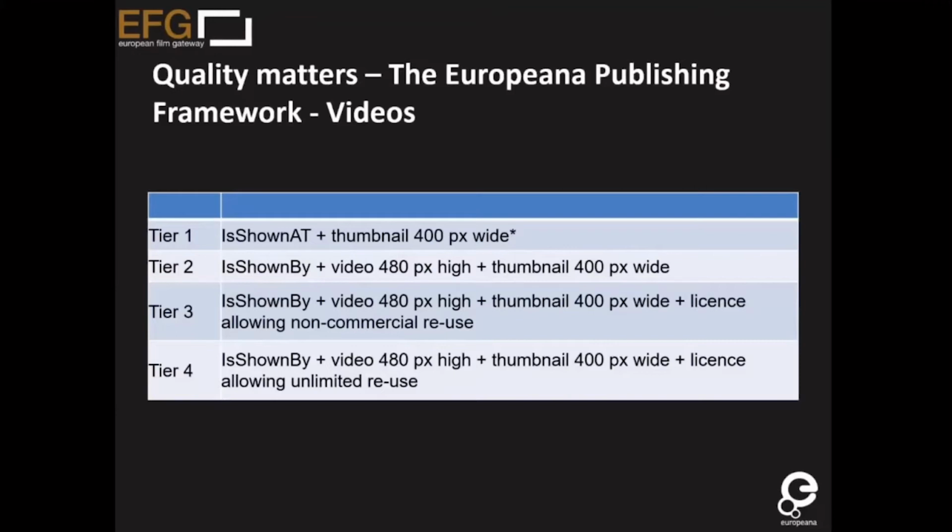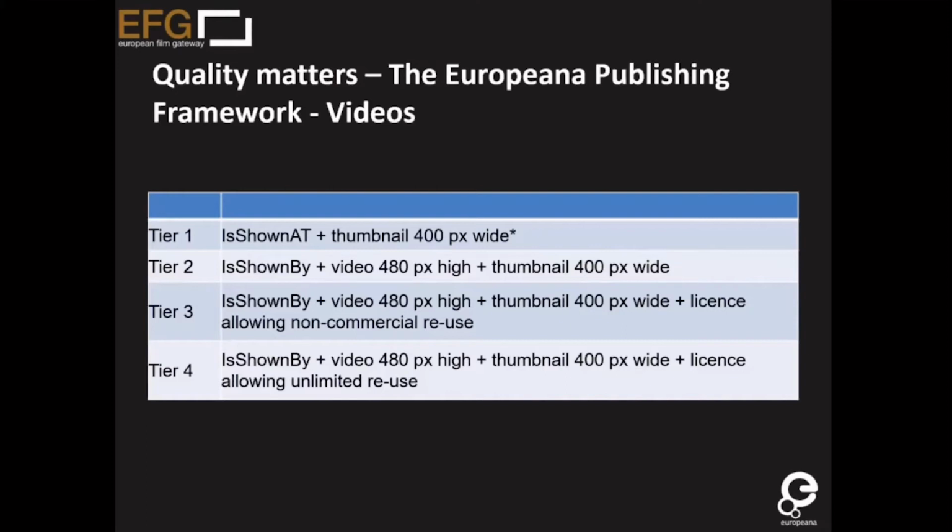This example shows you the different tier criteria for videos. Tier 1. As you can see, there is no minimum requirement for the video, but for the thumbnail, it's around 400 pixels. However, we recommend a somewhat higher resolution, otherwise the image is a bit blurry. "Shown at" link means that you don't have to provide a direct link to the object; the video plays on your website or platform. Tier 2 requires a minimum resolution for the video, which is approximately 480 pixels high, and a direct link to the object. Tier 3 and Tier 4 content requires, apart from image quality, a semi-open or open license.